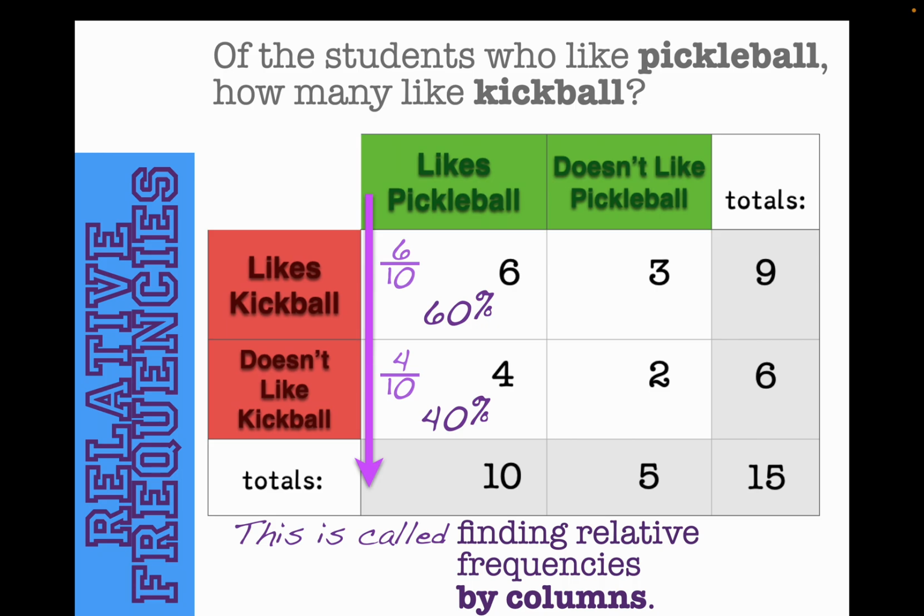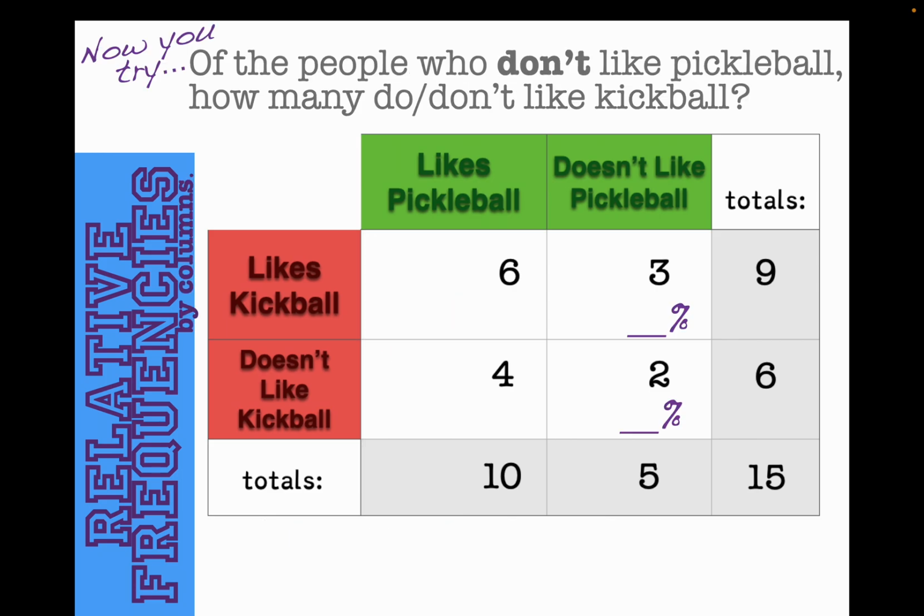All right. So I also gave you the relative frequency at the bottom for the people who like pickleball but didn't like kickball. That would be 40%. These ratios can be turned into percents, and the percents are what we call relative frequencies. And we found these relative frequencies by going into the likes pickleball column.